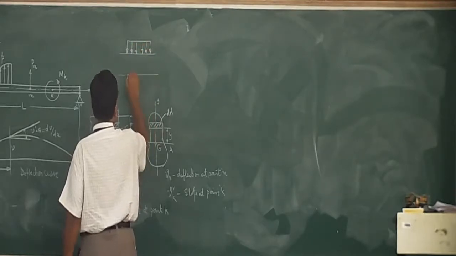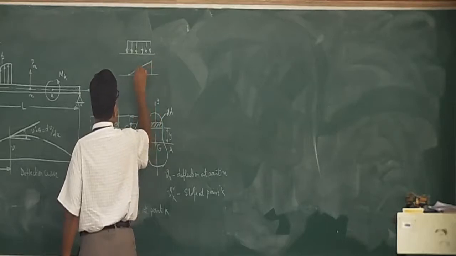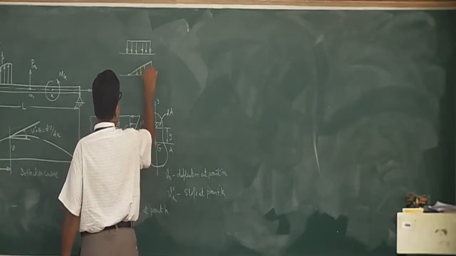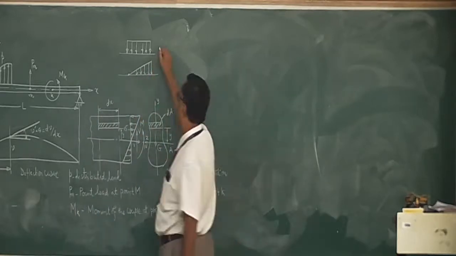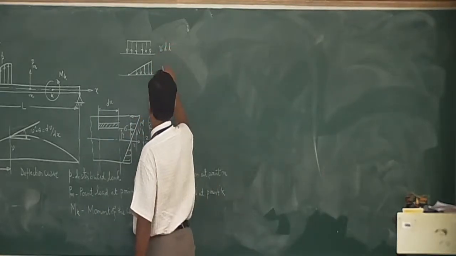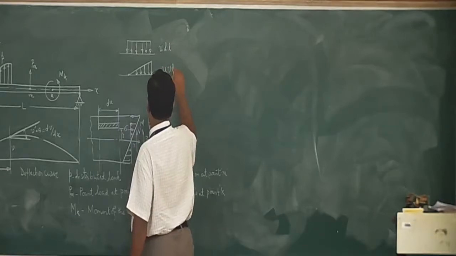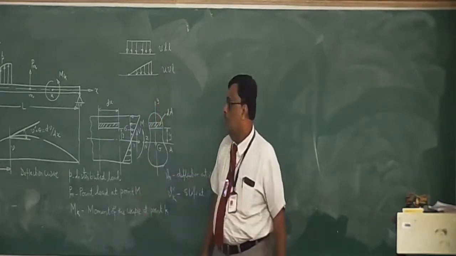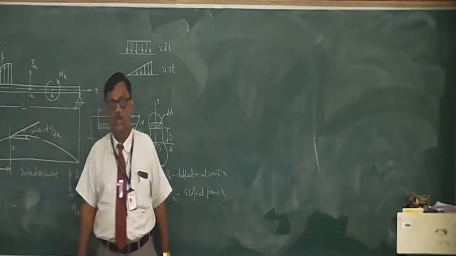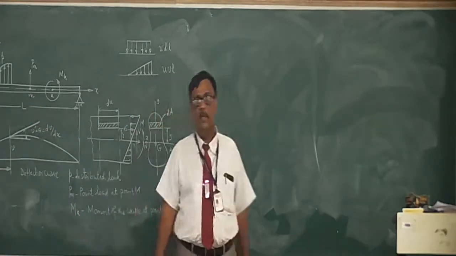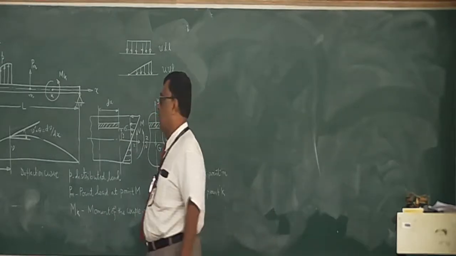Suppose it is varying from 0 to some particular value, then it is called a uniformly varying load. These are UDL and UVL: uniformly distributed load and uniformly varying load. Another type of load which is acting at a particular point is called the point load, where PM is the point load which is acting at a particular point M.